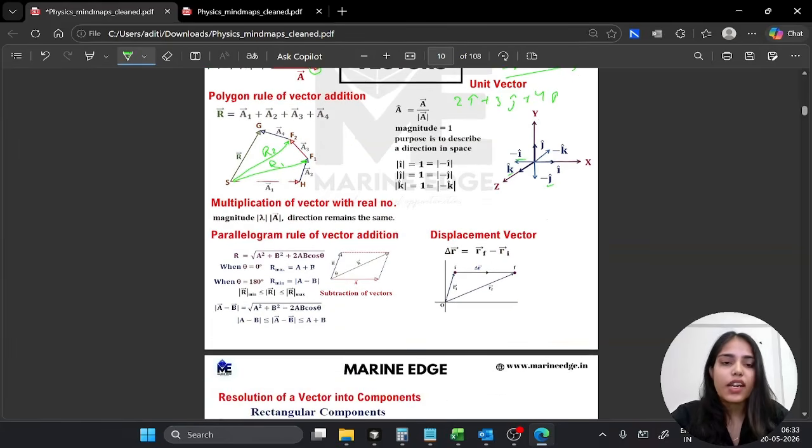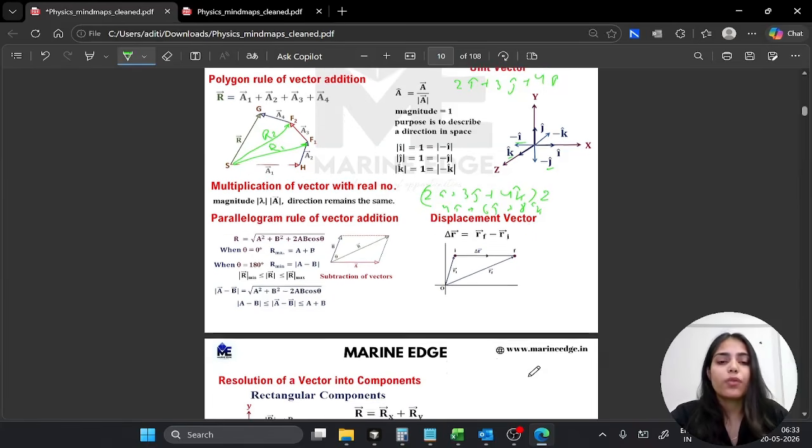Anyway, next, multiplication of vectors with a real number. When we multiply any given vector, let's say 2i cap plus 3j cap plus 4k cap, by 2, we just multiply each component, and the resultant will be 4i cap plus 6j cap plus 8k cap. That's it. Nothing else is there.